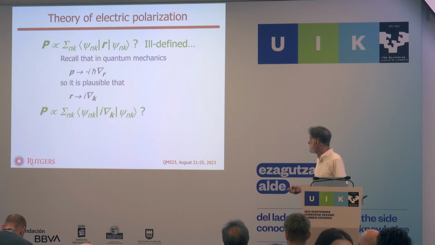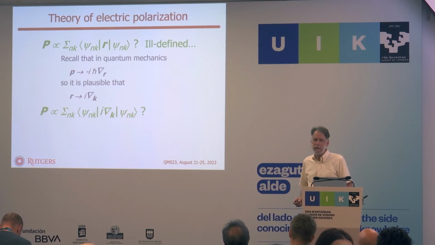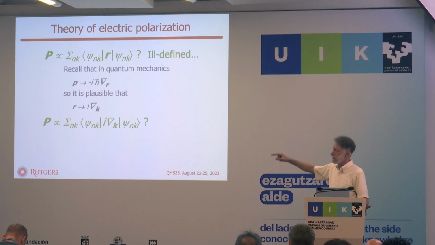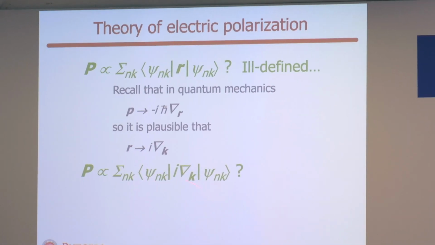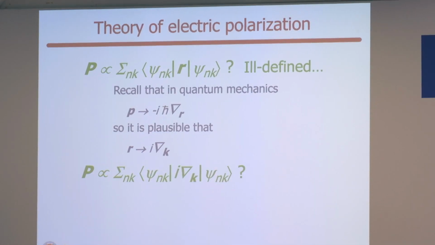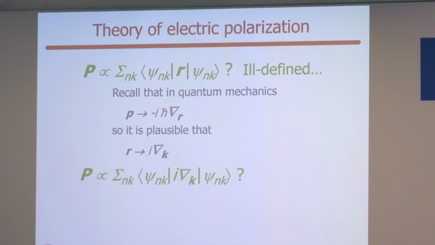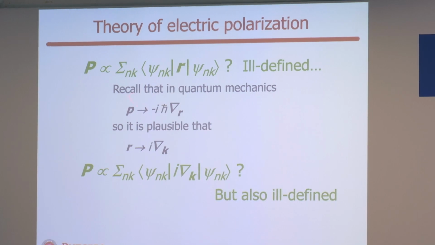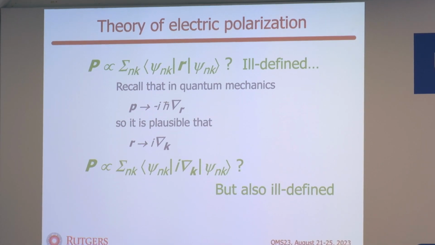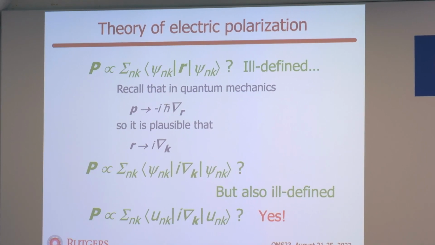So I can replace this R by a gradient with respect to wave vector, which has the same units, and it's plausible. But it turns out that this thing, the derivative of the Bloch function, is still ill-defined because the Bloch function has this phase dependence in such a way that when I take the wave vector derivative, I'm also taking a derivative of the boundary condition, and so this turns out also to be ill-defined. It blows up at large x when x gets large.